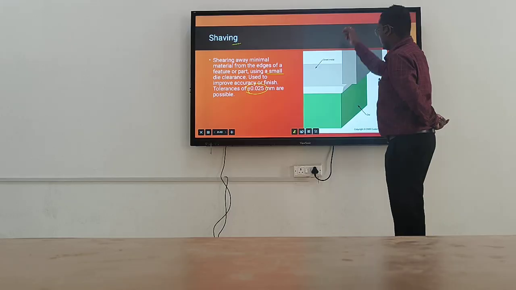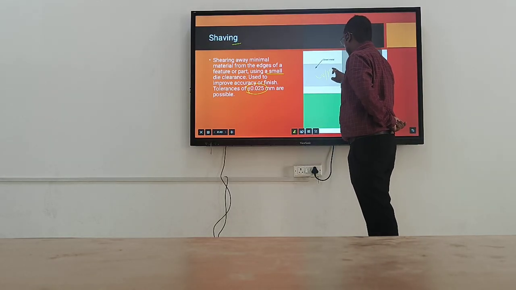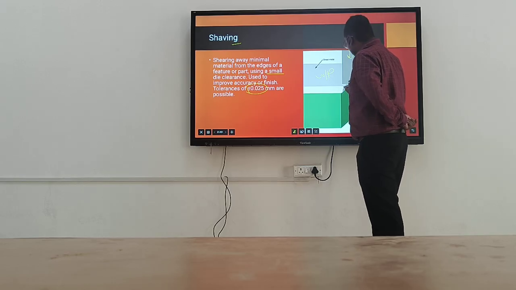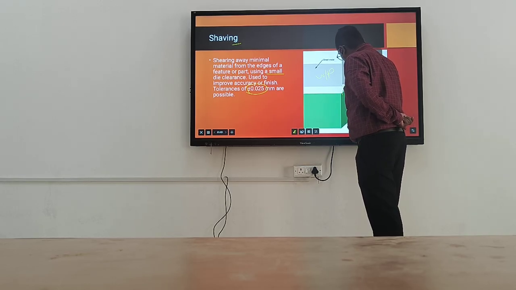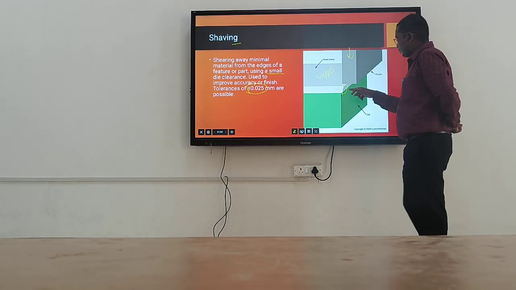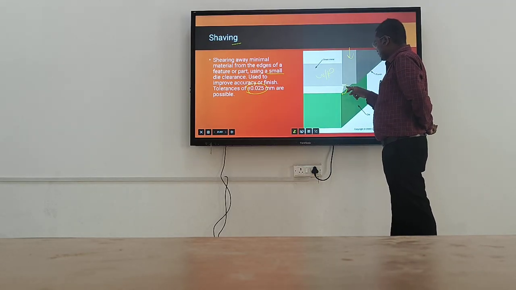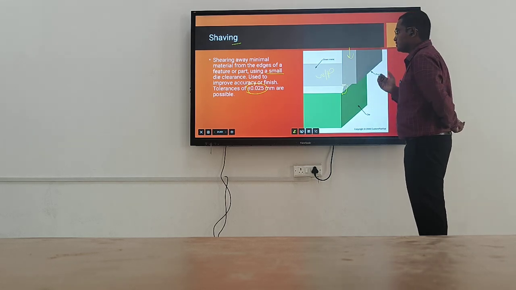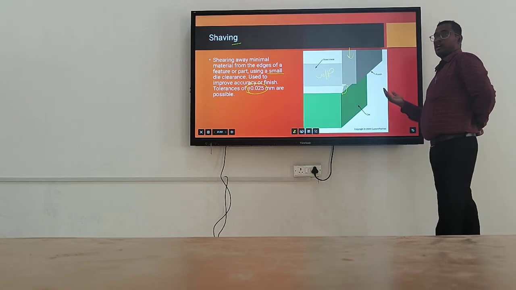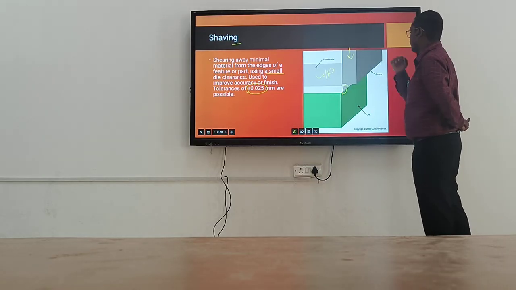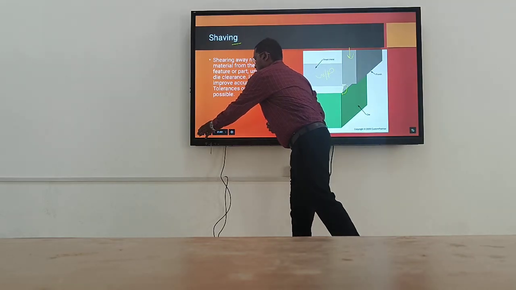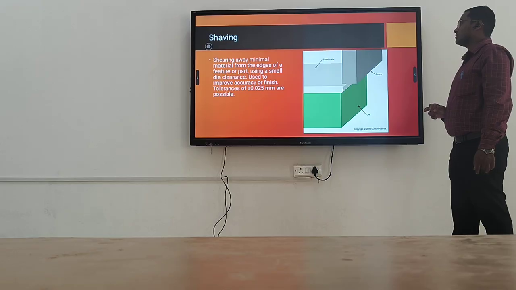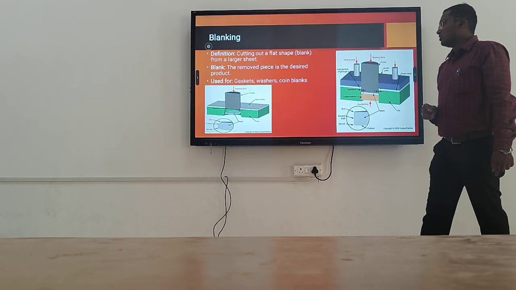Suppose this is the working sheet and this is the punch. When we push the punch, the cutting section is this. It is a small part of the sheet metal, to get our accurate shape. That's why we use the shaving operation. Next one is the blanking.